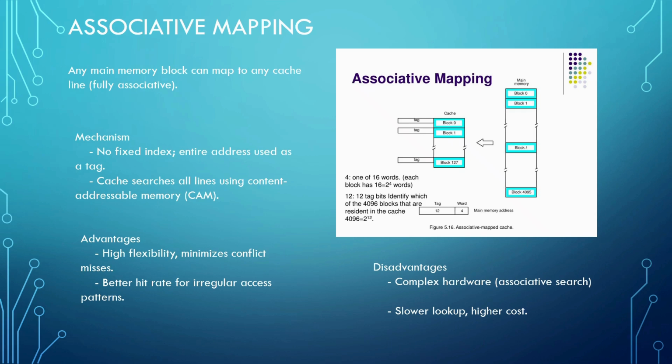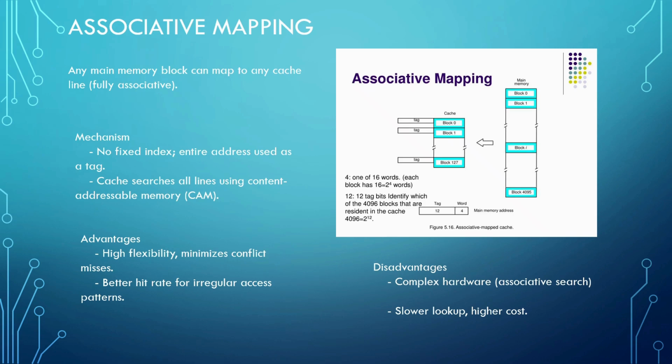Now we are moving on to associative mapping. So this method is more flexible. Any block of main memory can go into any cache line. It uses a tag to keep track of what data is stored where. While this improves performance, the searching process can slow things down due to the extra hardware needed to compare tags.